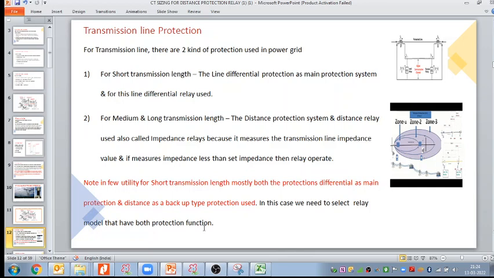Now let me ask one question to the protection engineers: for the short transmission length, why do we go for differential protection, why not distance? Generally you refer.